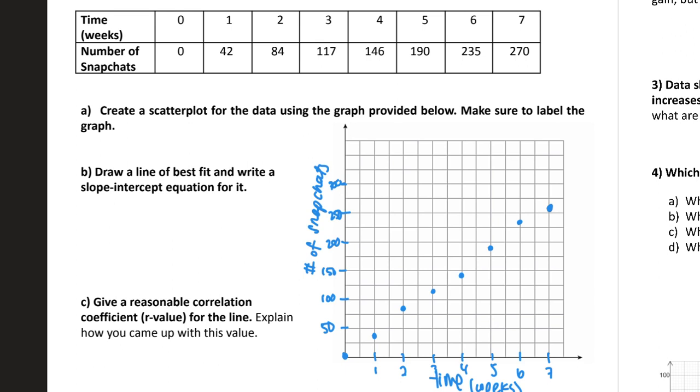Okay. Now we need to draw a line of best fit and write the slope-intercept equation for it. So this is where yours might differ depending on how you draw your line, but we're going to draw a line of best fit. So to me, it's almost linear. It could look something like this, maybe. Just make sure your line is as close to as many points as possible. Okay, so let me adjust this just a tiny bit. Okay. Remember, your line does not have to go through any points, but it can if it needs to.